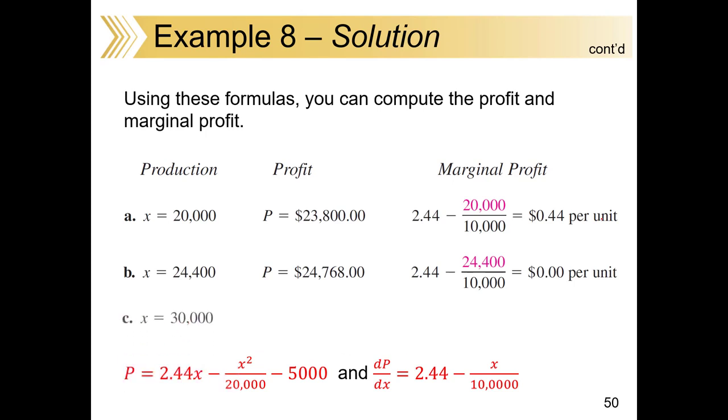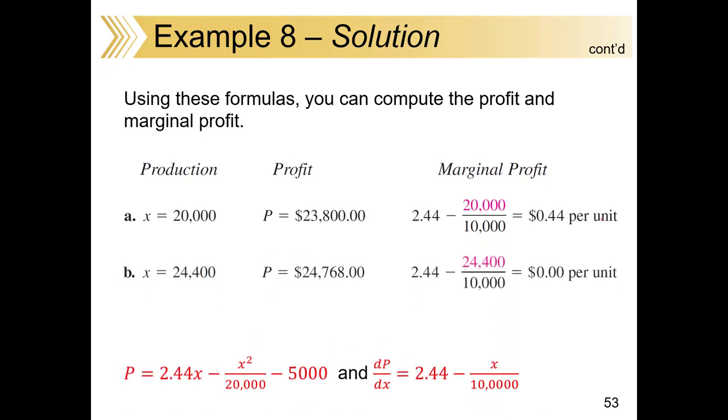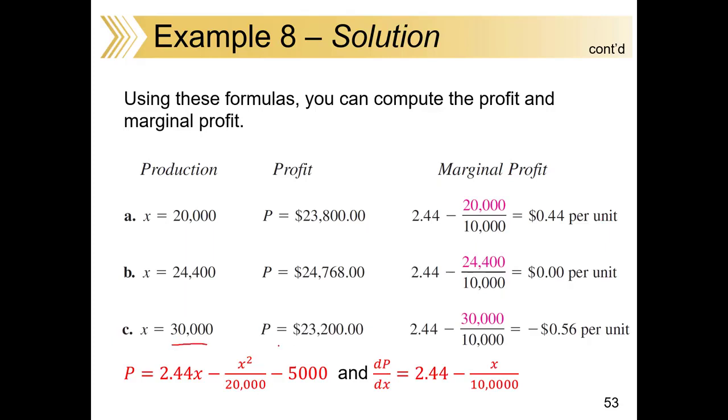So let's see what happens at 30,000. Does it go down, or does it actually go up again? I've got to fix this. Oh, I see what happened. Okay. My apologies. So you take 30,000, that's our third level of production. This is how much profit. If you compare that with what we got in the previous one, you can see the profit's going down. So making 30,000 of them was not a good idea.